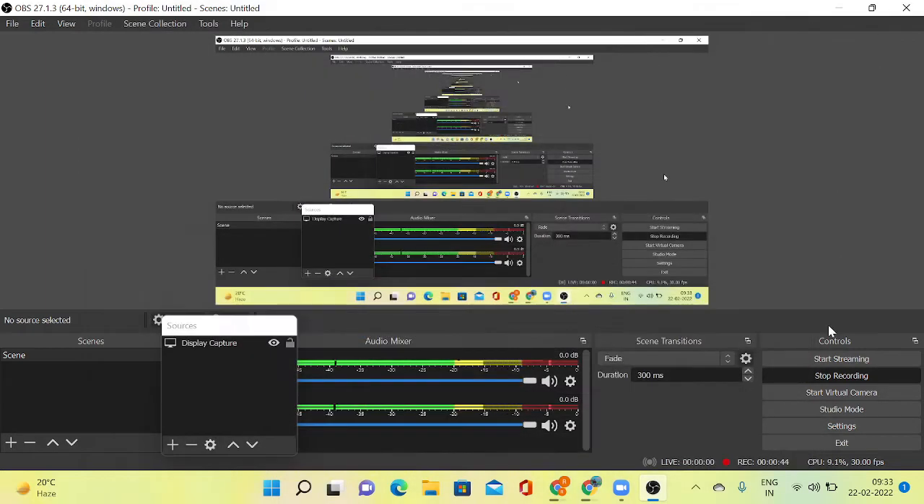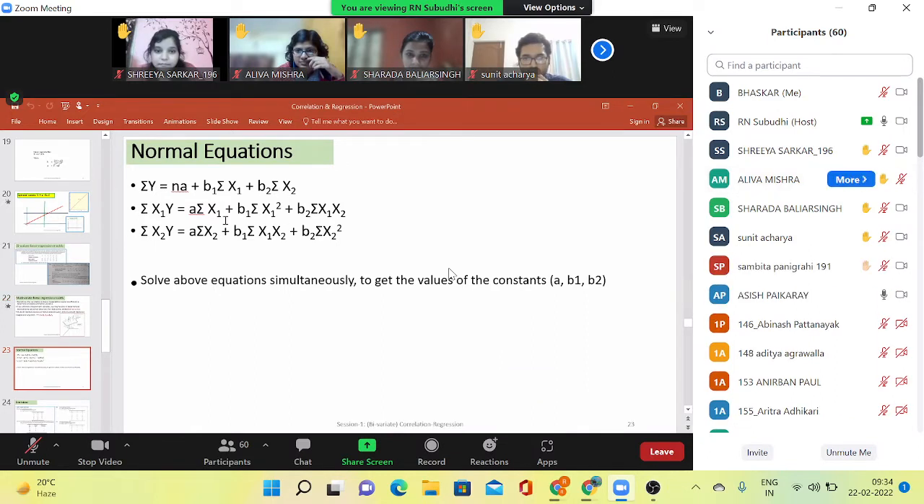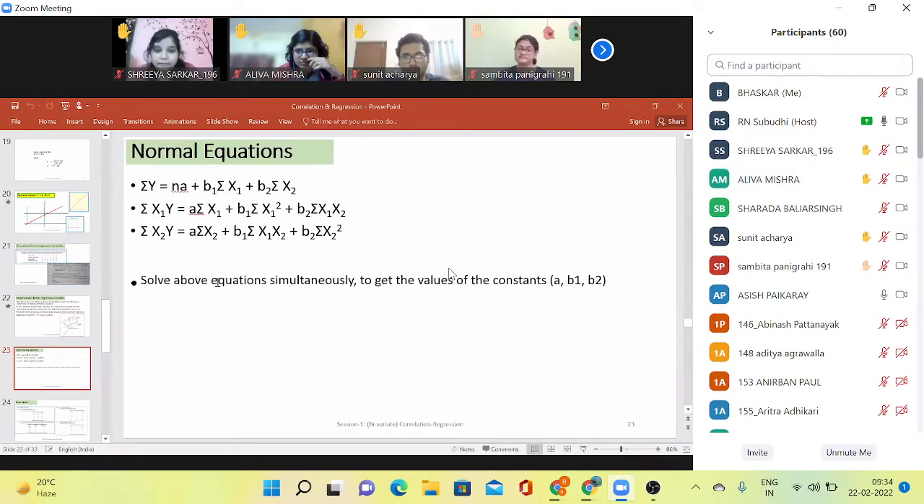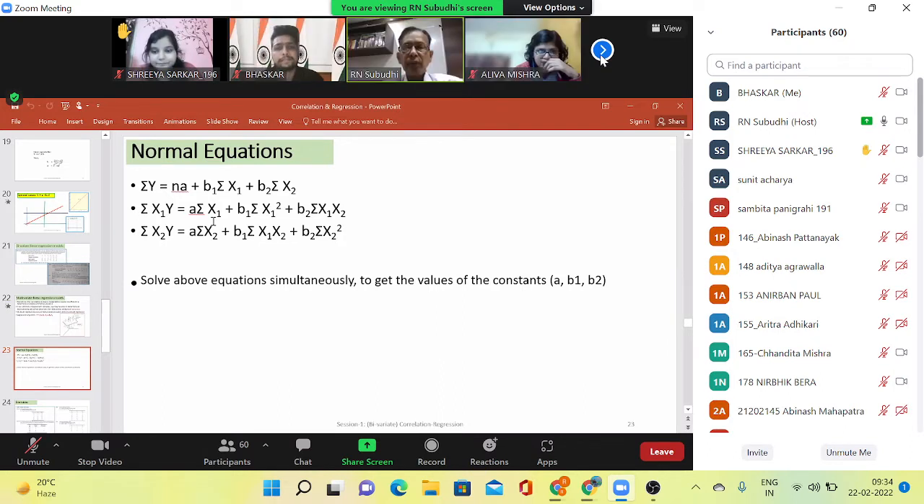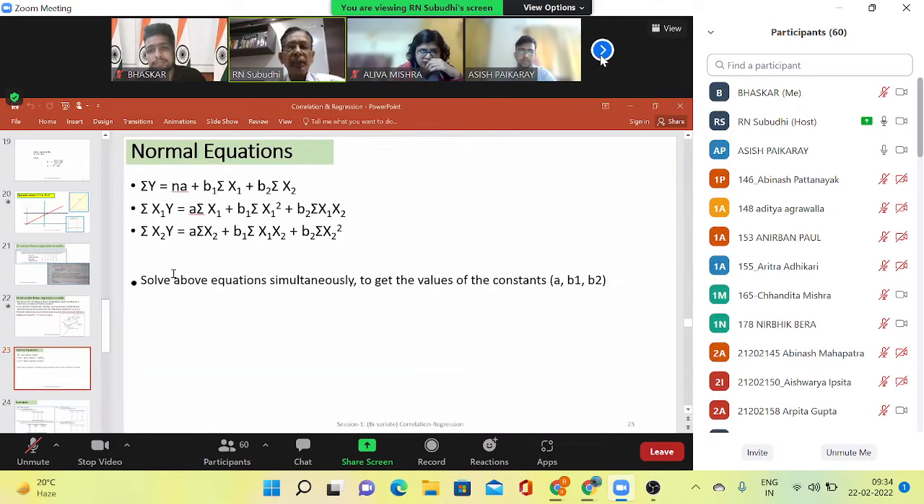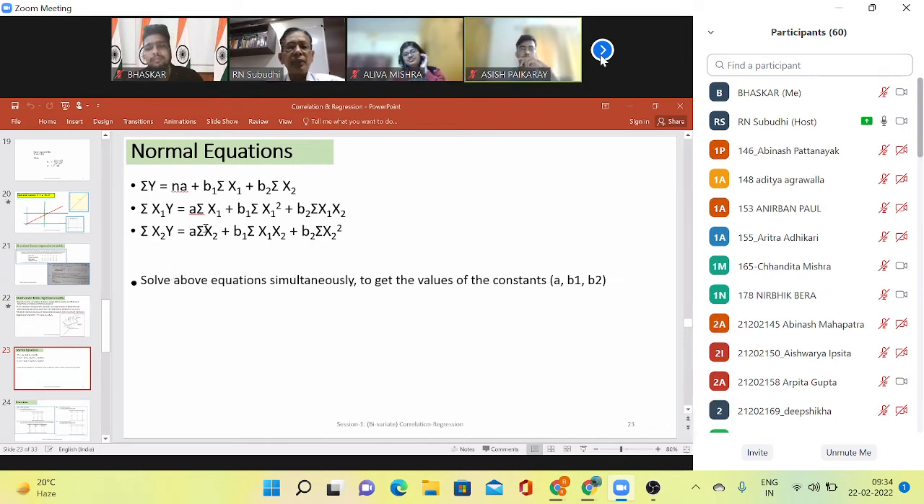Arpita Gupta, what is the role of normal equation? Sir, in the normal equation, we have to find the B1. Yes, the role of the normal equation is just to get the values of the constants A, B1, B2 by solving simultaneously. Okay. So once you get the values, you forget the normal equations.